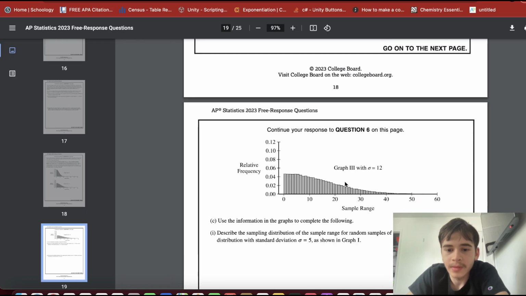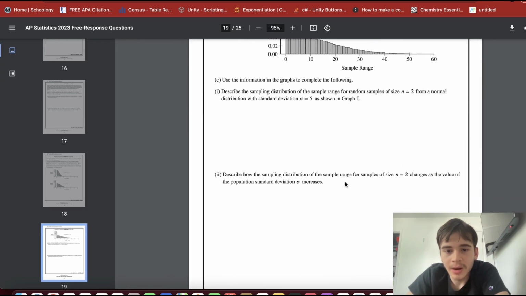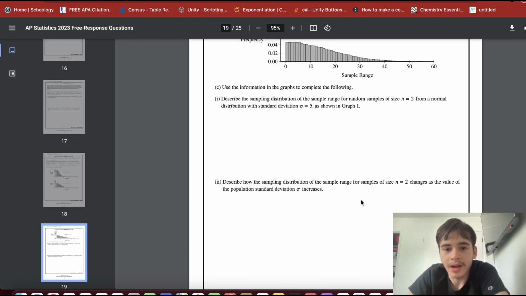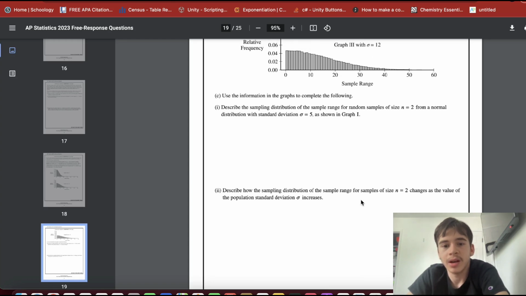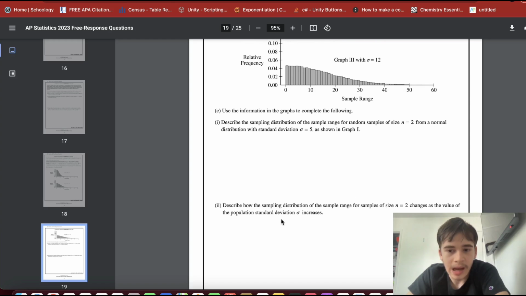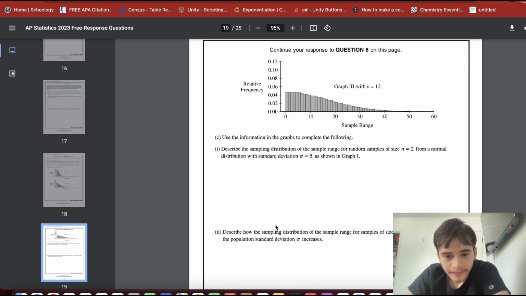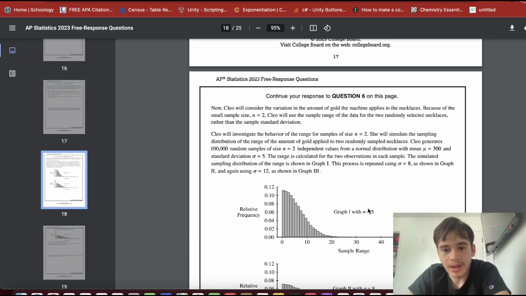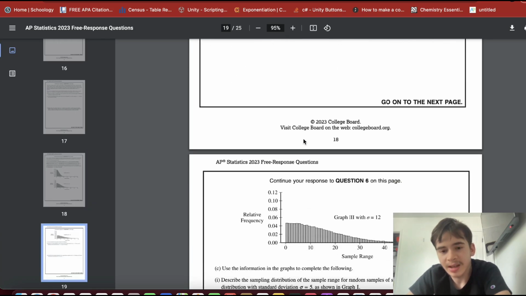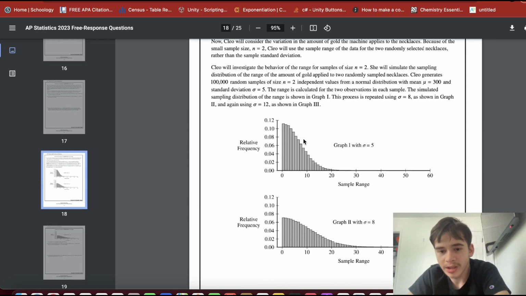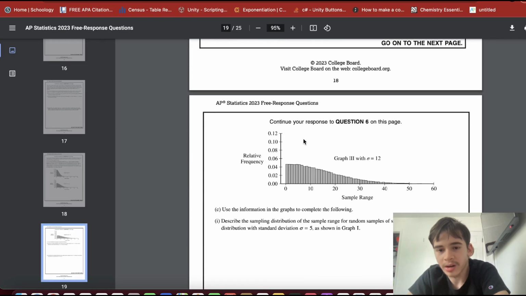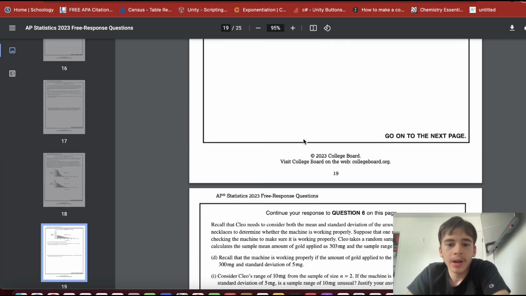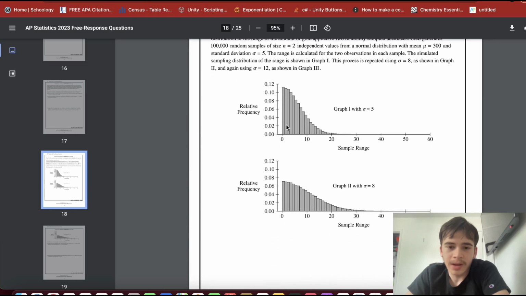Yeah. Simple. Describe how the sampling distribution of sample range from samples of size n equals 2 changes as the value of the population standard deviation increases. Okay. So as this increases, what happens to it? I think I said it becomes less skewed right and the range becomes greater, so the spread becomes greater and it's less skewed right. Something along those lines should get you the point, because that's evident.